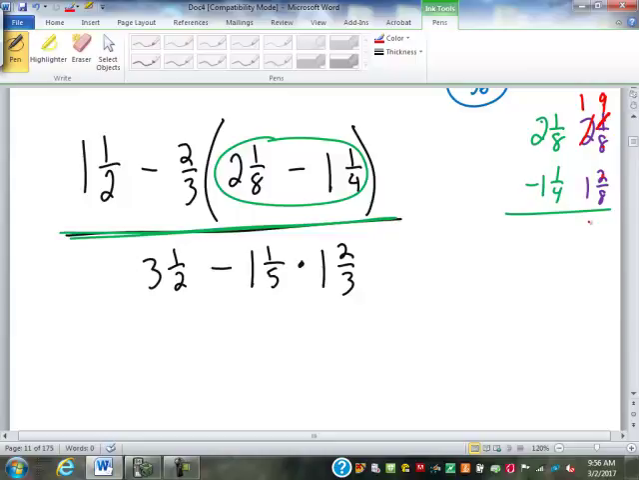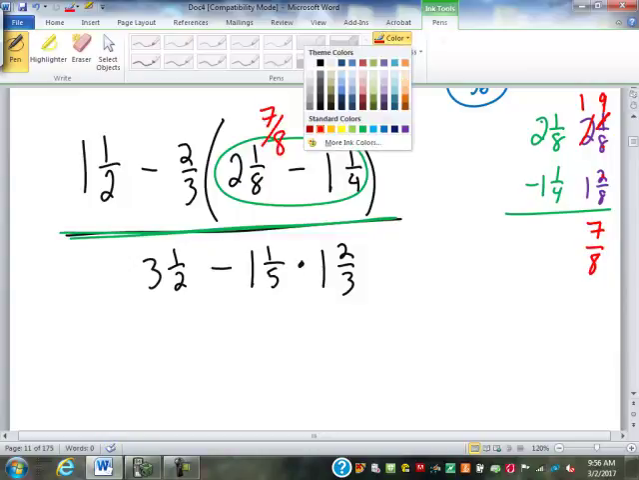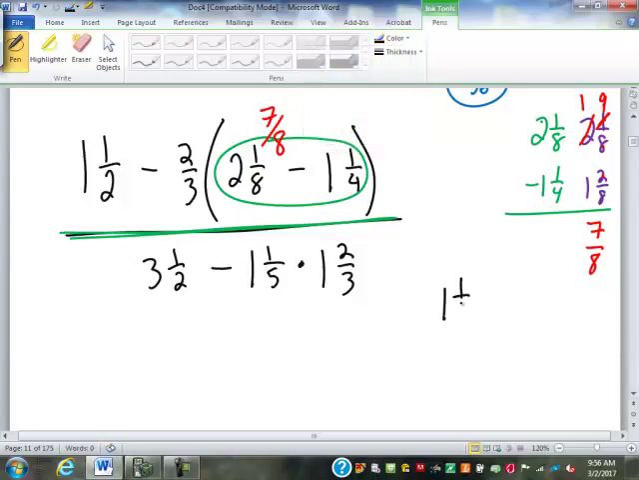9 minus 2 is 7/8. 1 minus 1 is gone. It's nothing. So this is now 7/8 here in the parentheses. So that now has become 1 1/2 minus 2/3 times, we don't need the parentheses anymore, times the 7/8. Now what?